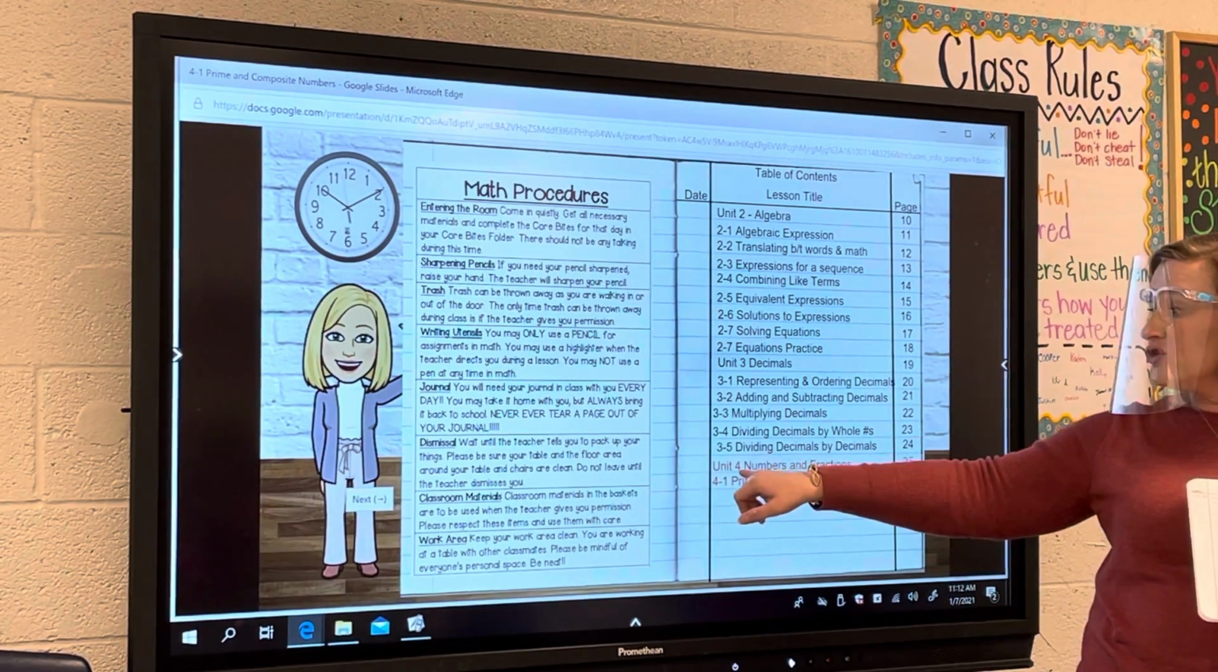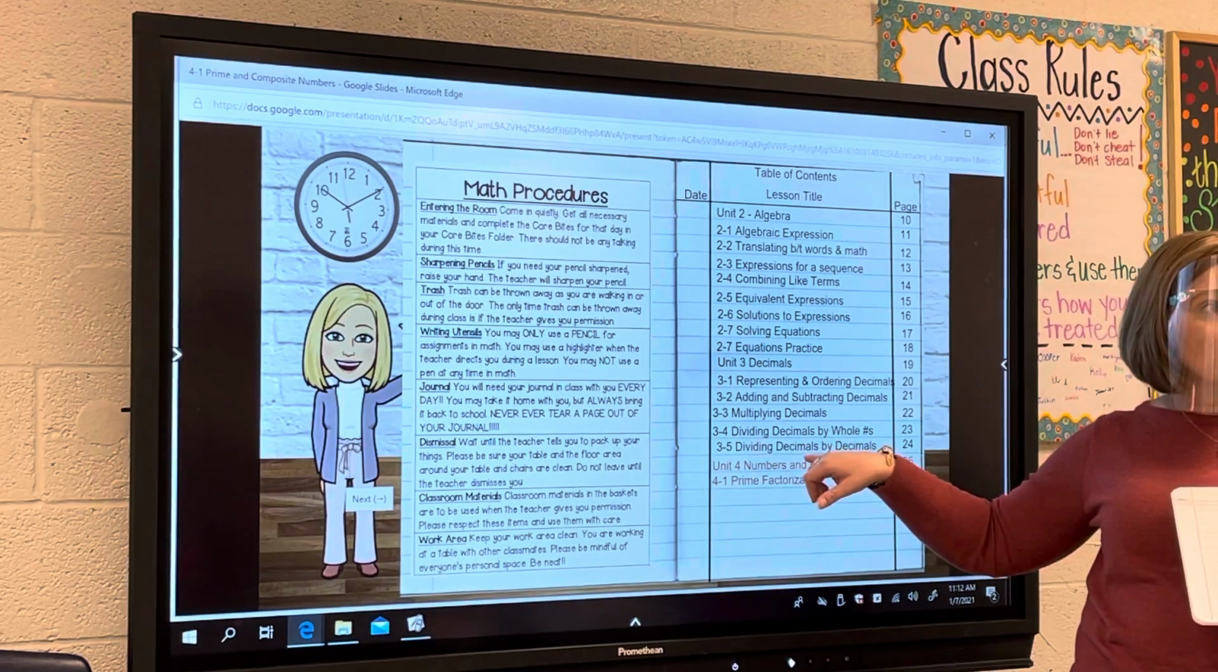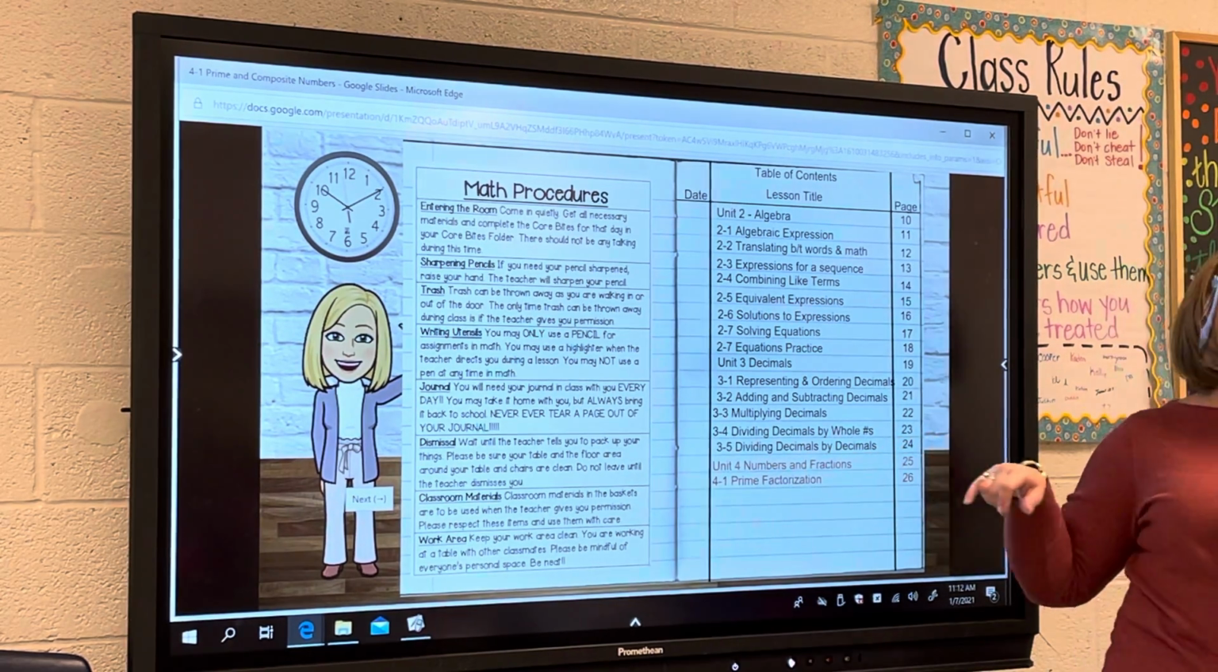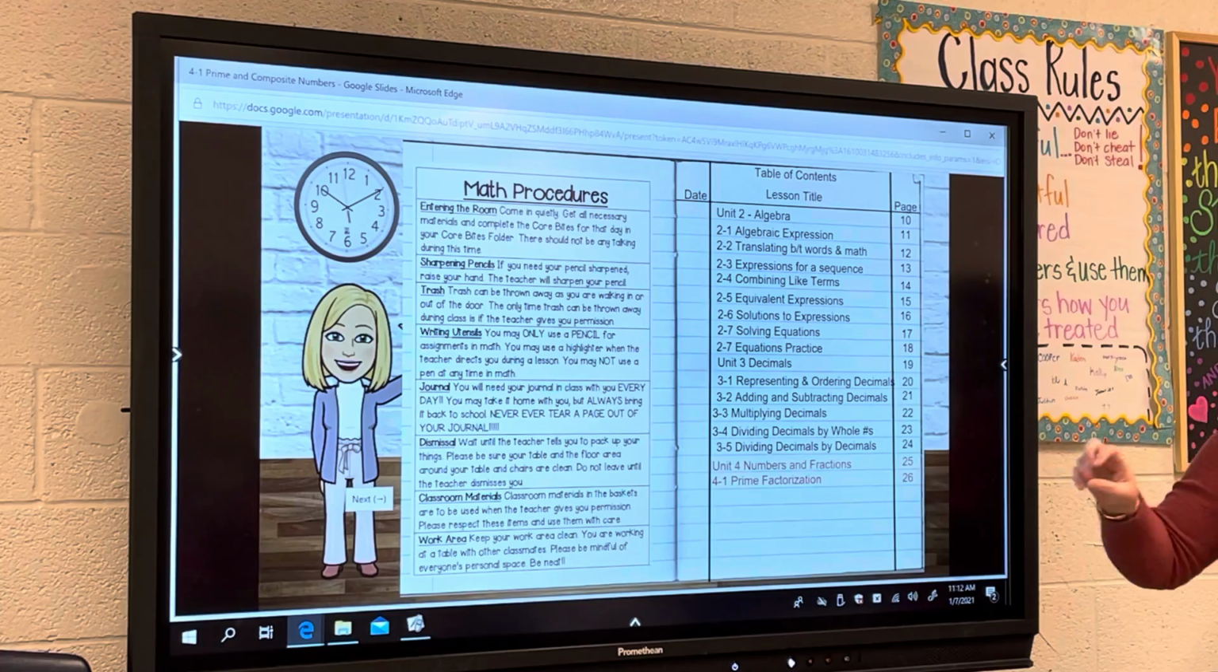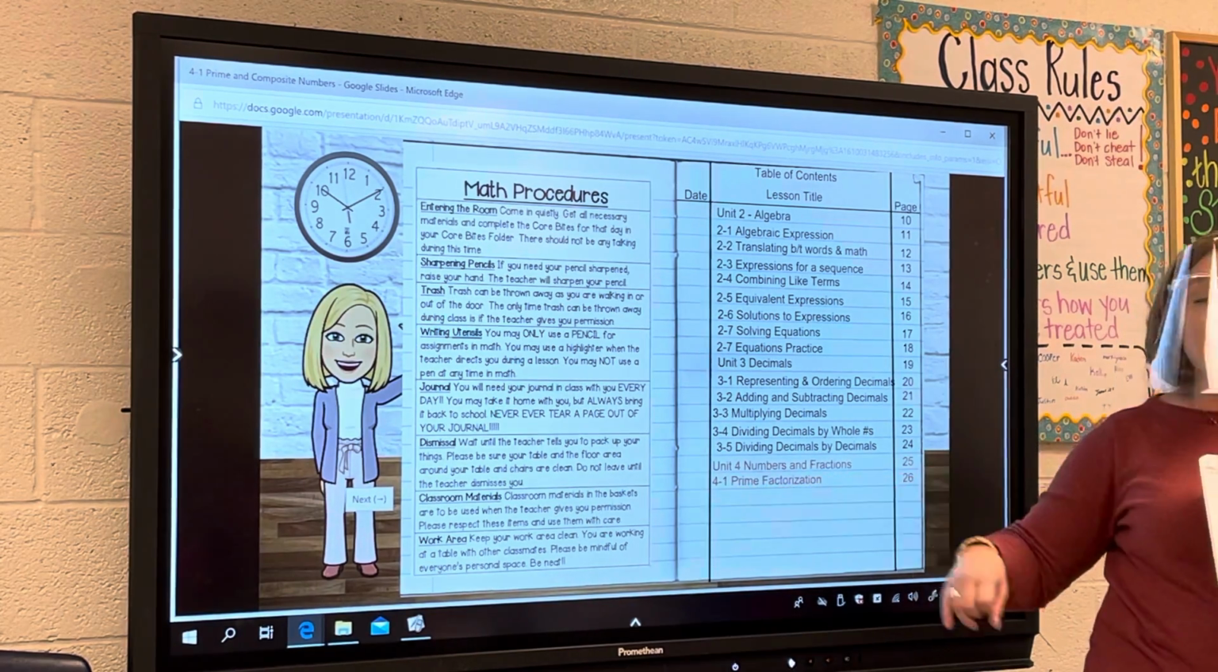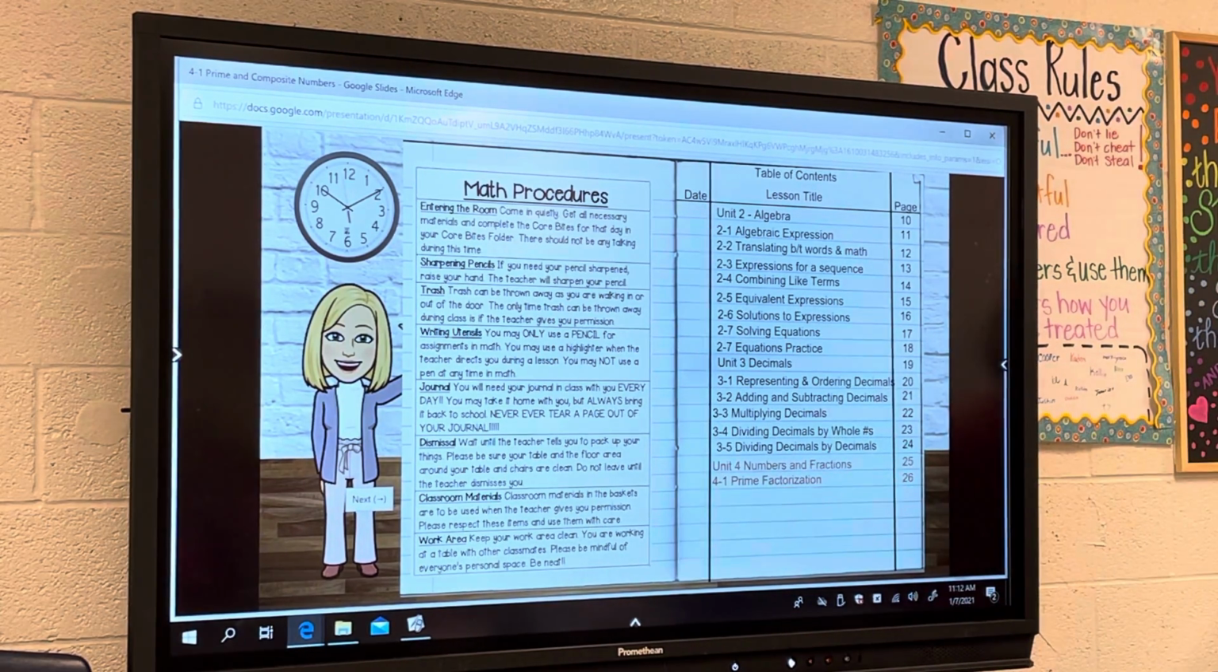The first thing is Unit 4, Numbers and Fractions. That's going to be on page 25. The second thing is 4-1, which is prime factorization. You need to make sure that you've got both of those things in your table of contents.